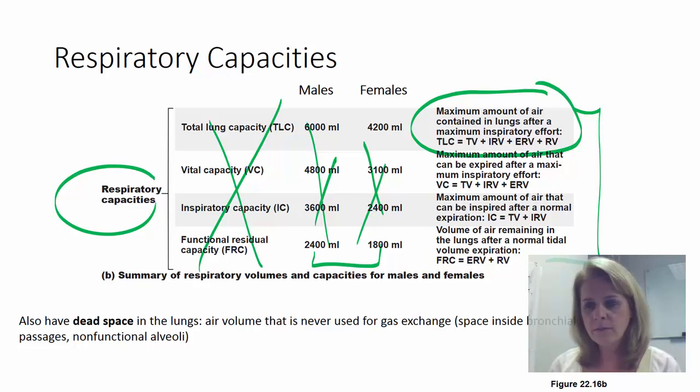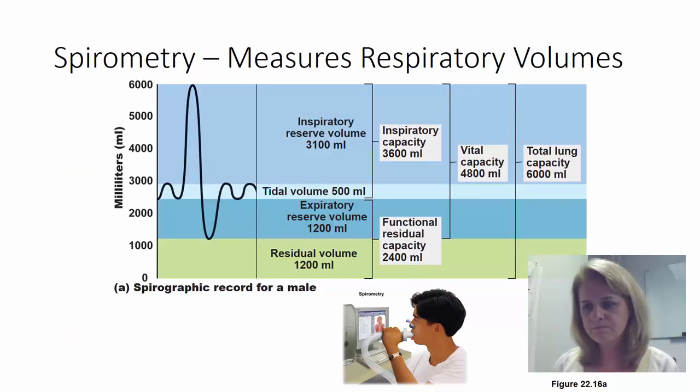Remember, your lungs have some dead space. There's always going to be volume in your lungs that's not used for respiration. When you breathe in, breathe out, there's always going to be air filling the trachea and the bronchus that's not used for respiration. Okay, so there's actually some dead air, dead space in the lungs. It's not used for gas exchange.